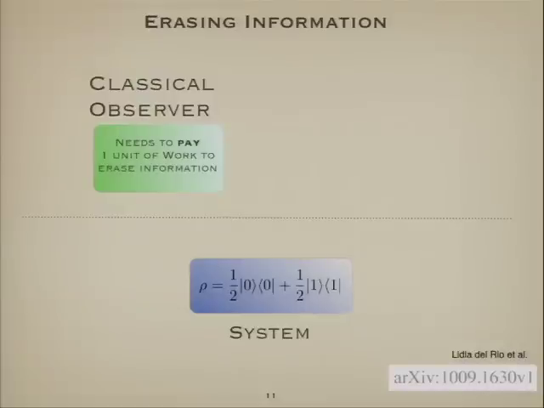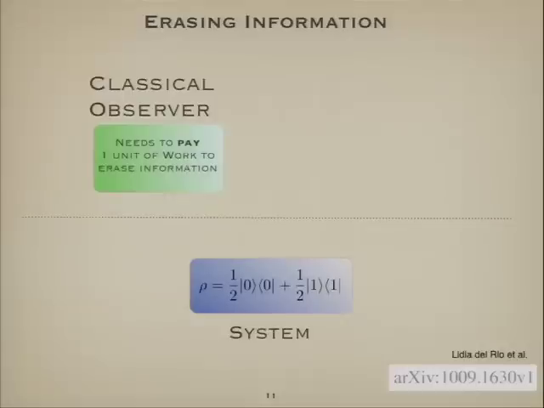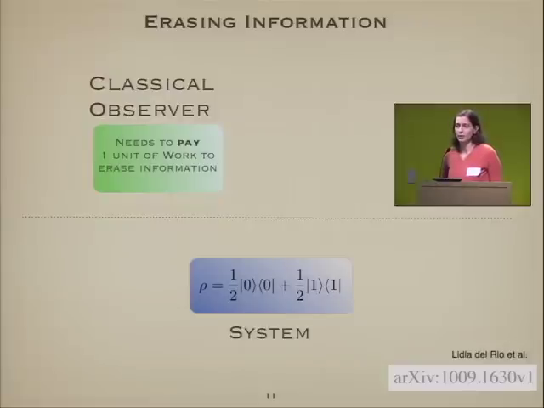So one application. Let's suppose you have a system which is in a mixture of 0 and 1, and you would like to reset it. That could be, for example, your memory, and you would like to reset that to state 0. Landauer's erasure principle states that a classical observer has to pay one unit of work to erase that information.